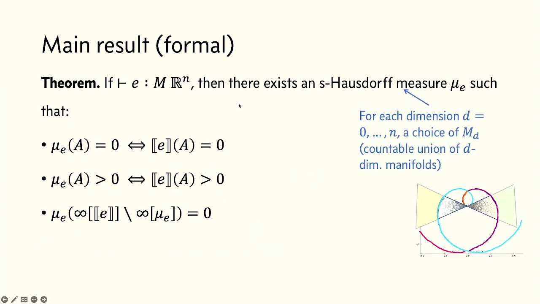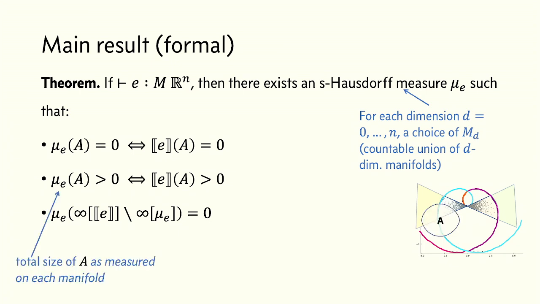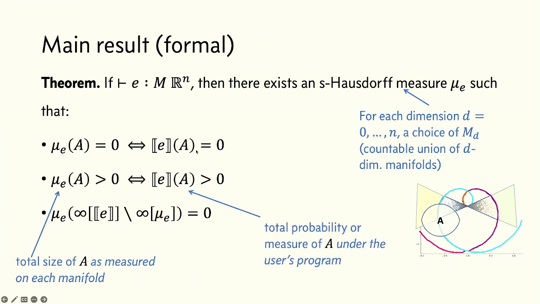But just to give intuition to unpack this, remember that when we say there exists an s-Hausdorff measure, what we're really saying is that there exists a choice of these m1, m2, m0, where there exists a way of carving up the space into unions of manifolds of each dimension. And when we say mu e of a, what we mean is the total size of a as measured on each manifold. And this term over here means the total probability or measure of a under the user's program. So what this is telling us is exactly what we said informally before. Anything the program assigns mass to is part of these manifolds, and every part of these manifolds has some probability of being hit by the program.